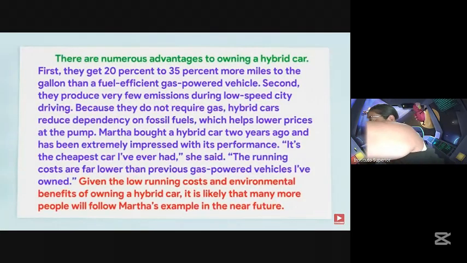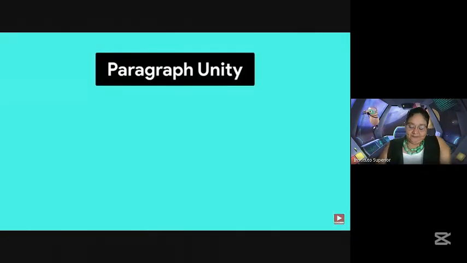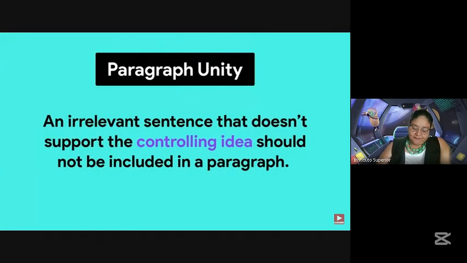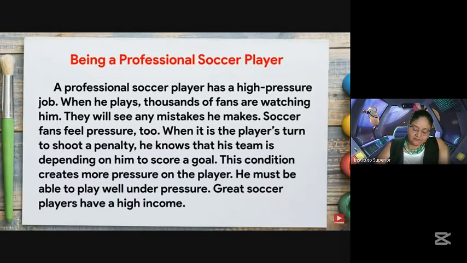All the supporting sentences in a paragraph must be relevant. They must relate back to the controlling idea of the topic sentence. This is also called paragraph unity. An irrelevant sentence that doesn't support the controlling idea should not be included in a paragraph. For instance, in the following paragraph, 2 irrelevant sentences are highlighted.